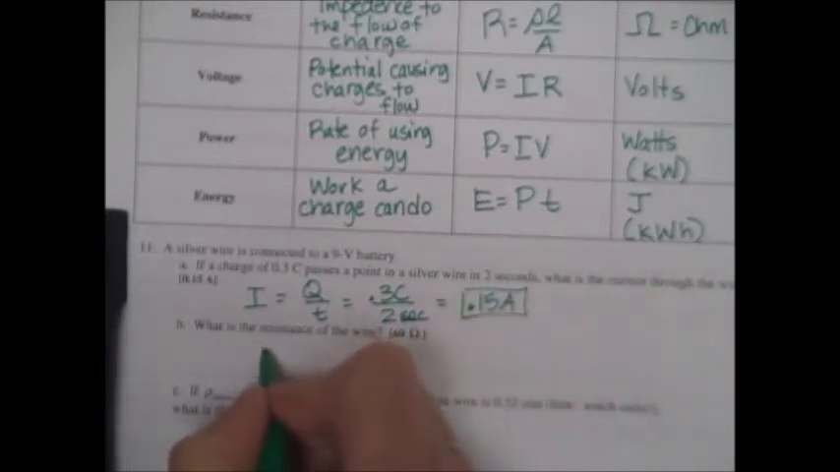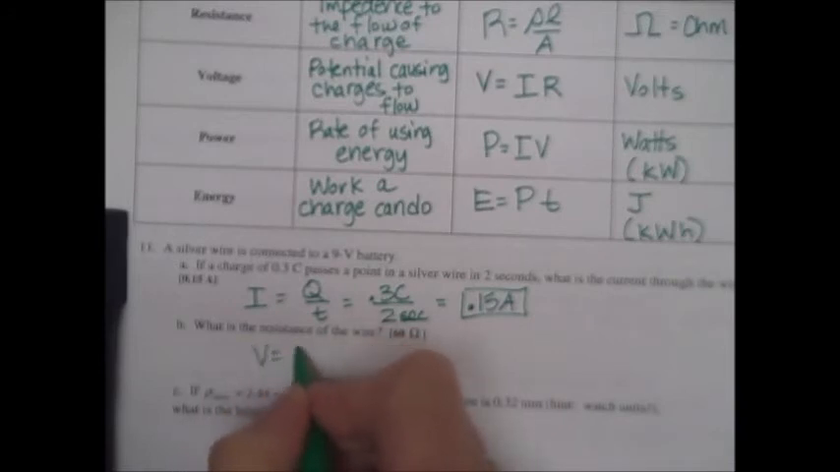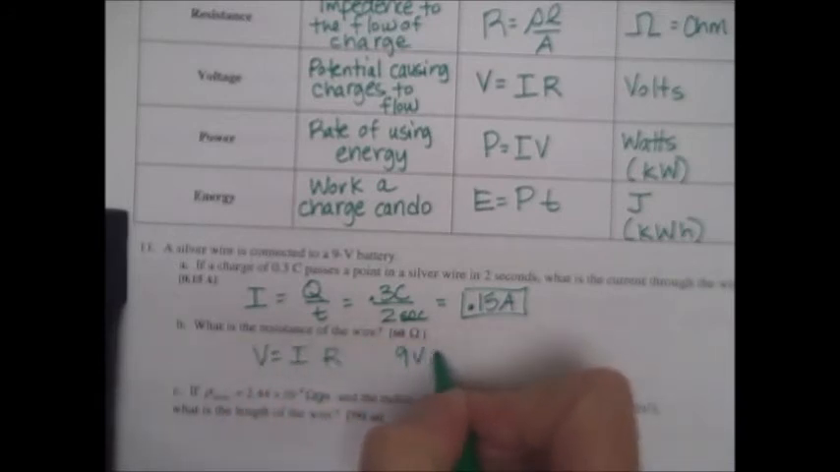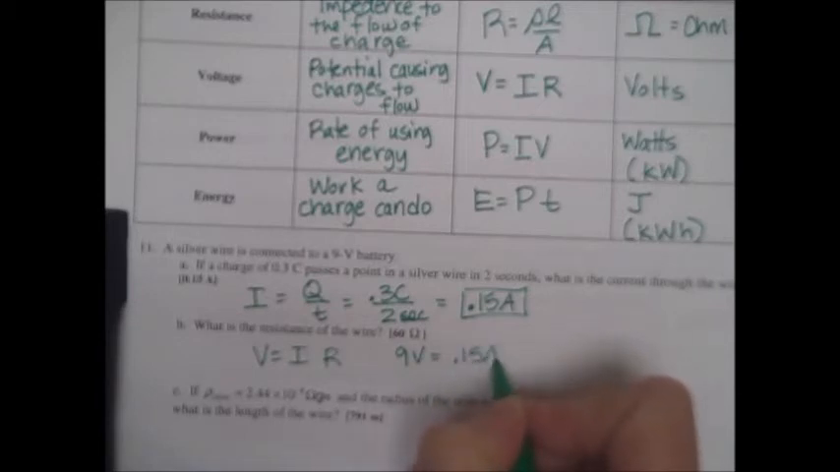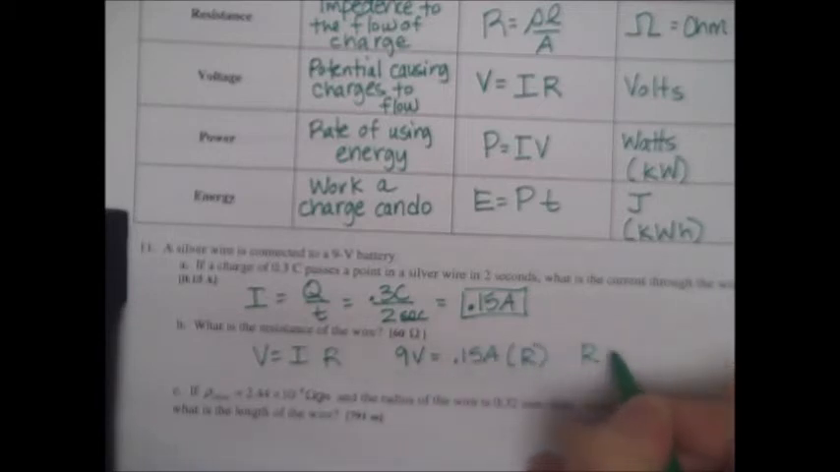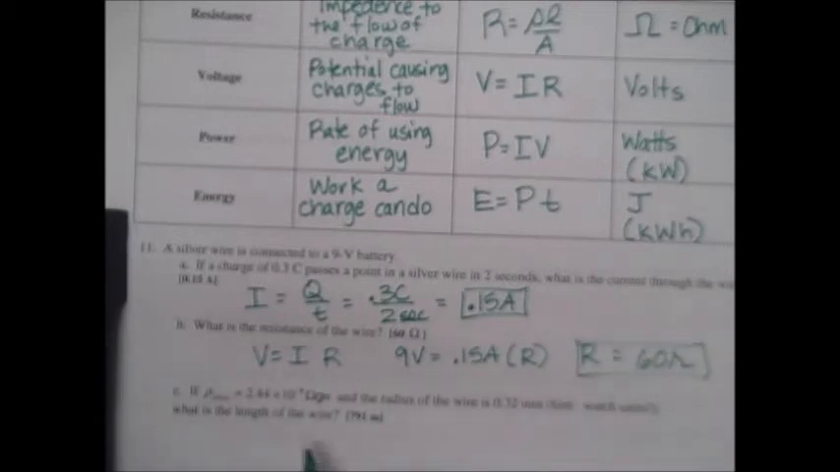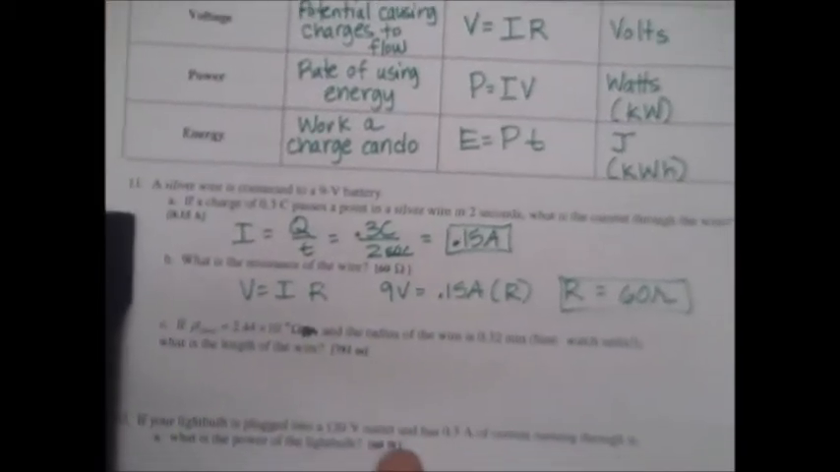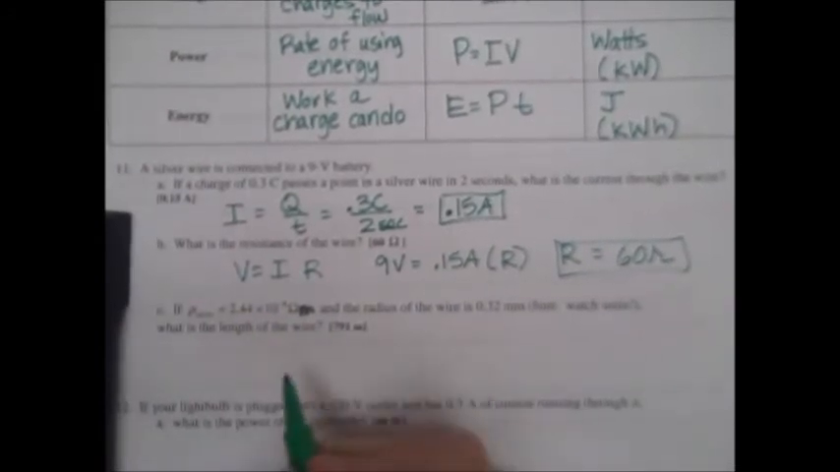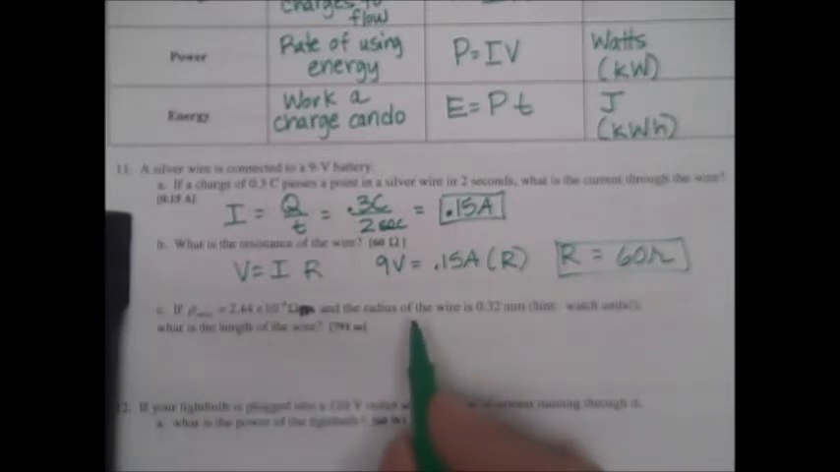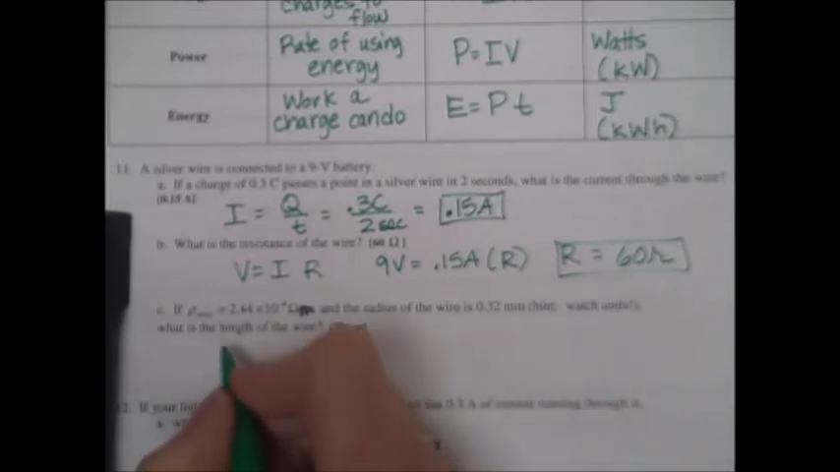The resistance, I have a voltage, so I can use V equals IR, where 9 volts equals 0.15 amps times resistance. And from there I do 9 divided by 0.15, and I get 60 ohms. If the resistivity, and the resistivity is ohm meters, that is telling you how much that particular type of wire impedes the flow of charges. And so if the resistivity is that and the radius is 0.32 millimeters, what's the length of the wire?